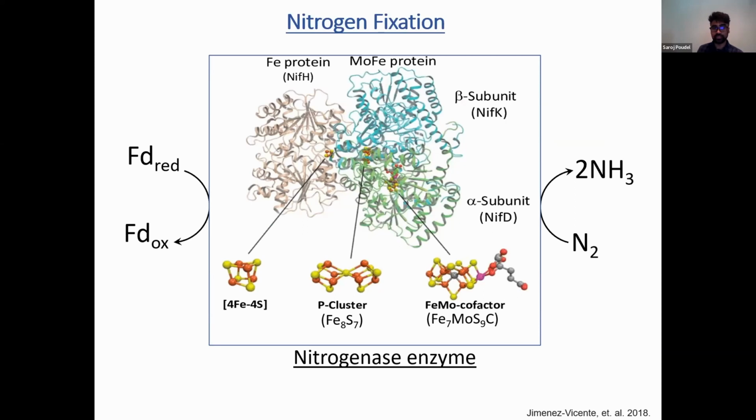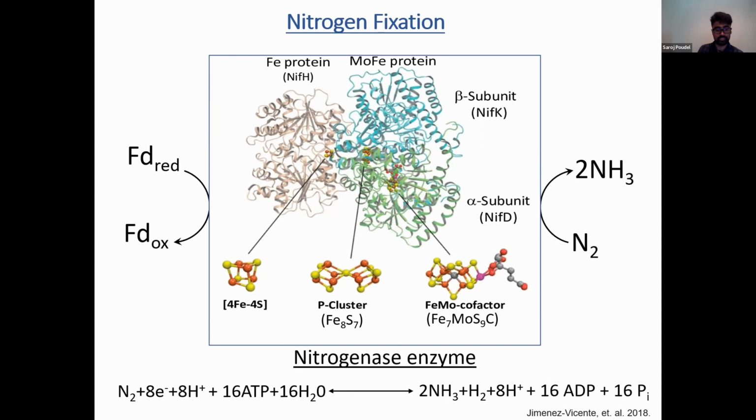Looking at the nitrogenase itself, it is a 3 subunit enzyme. We have H, D, and K. H contains the iron-sulfur cluster. It's a homodimer. And D and K are the 2 big subunits that contain the modified iron-sulfur cluster, also known as P cluster, and the catalytic center, which we refer to as FeMo cofactor, which basically means that it has iron and molybdenum as its active site. And it's using ferredoxin as an electron donor. It's oxidizing ferredoxin to fix nitrogen to ammonia.